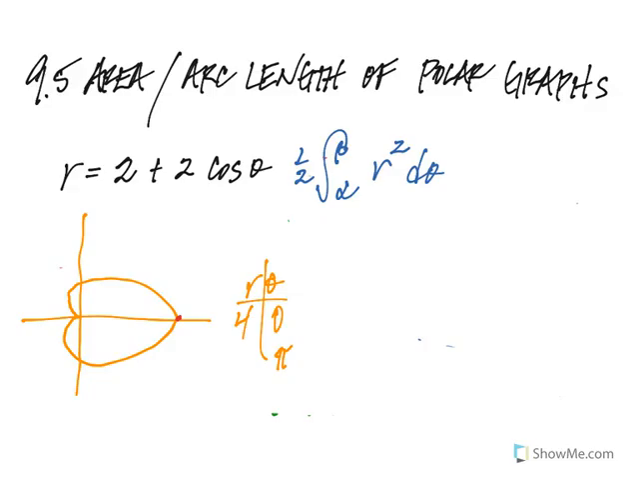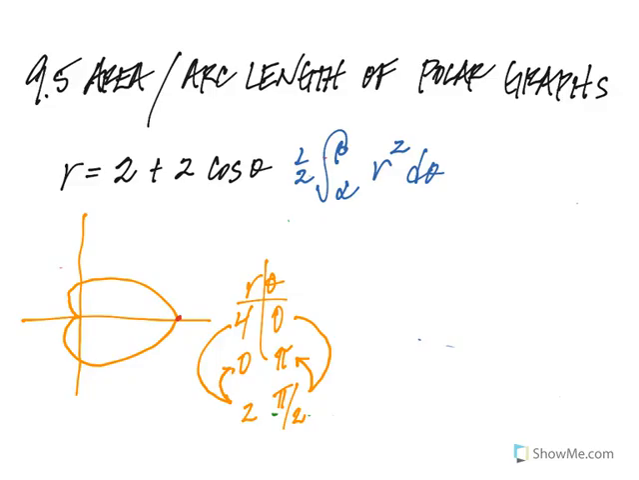And when I plug pi in there, that's going to put me at 0. And just to make sure that I'm good here, when I'm at pi over 2, that's going to put me at 2 on the curve. So as I progress, my theta progresses from 0 to pi over 2 to pi. My r's go from 4 to 2 to 0.